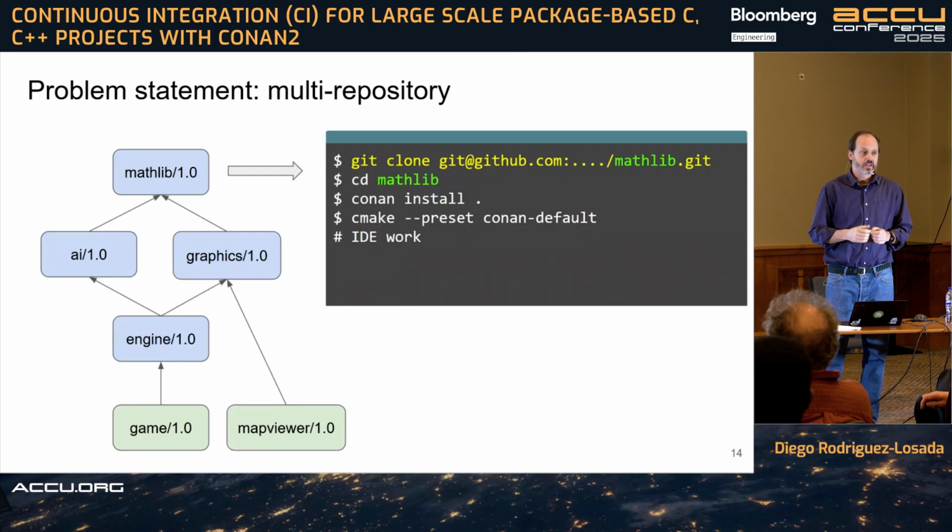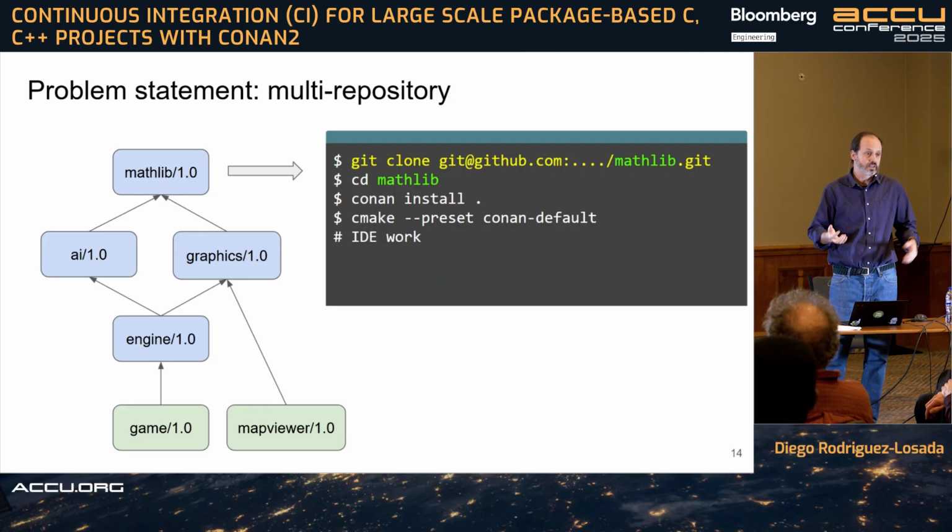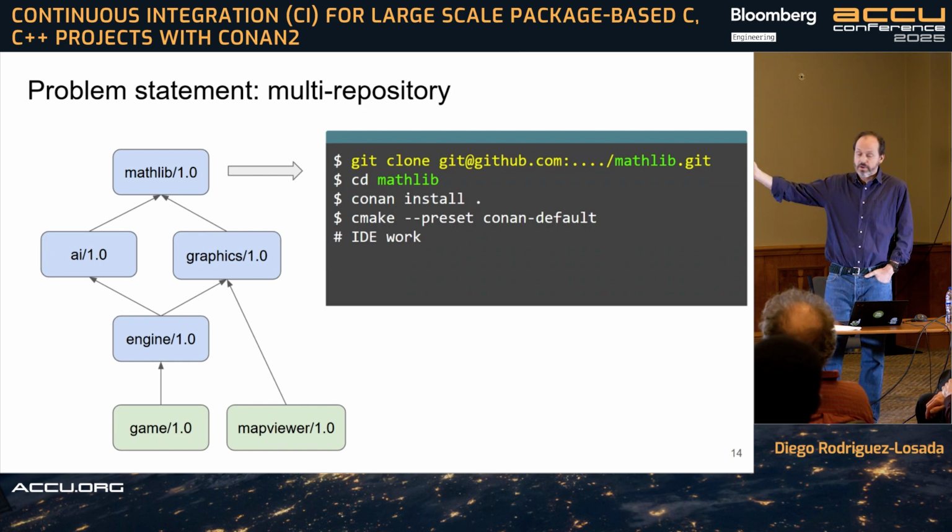So when we are working in a multi-repo approach, the idea is that every developer can, at any time, check out one of these components, for example, Mathlib. They do a clone, move to the folder, and prepare their build. In general, we can do conan install in this case to fetch the dependencies, if there are any. In this case, there are no dependencies.